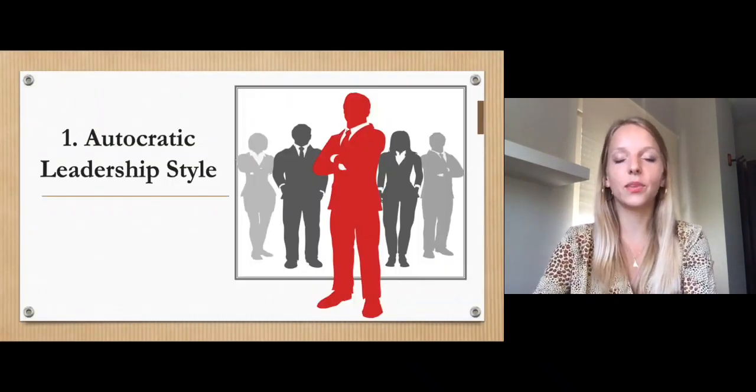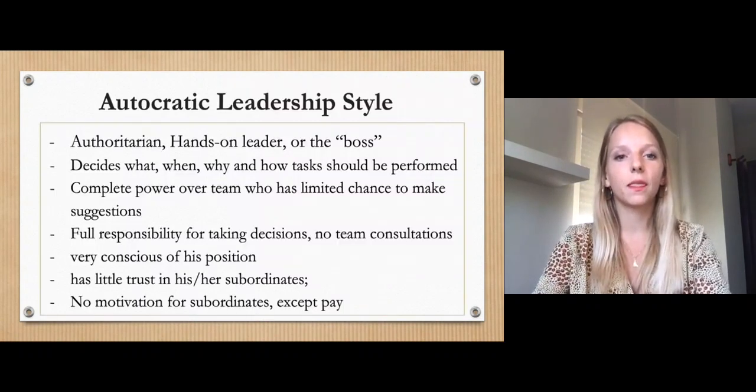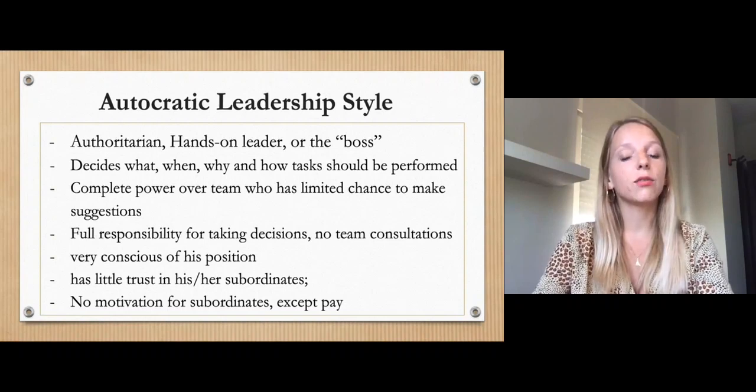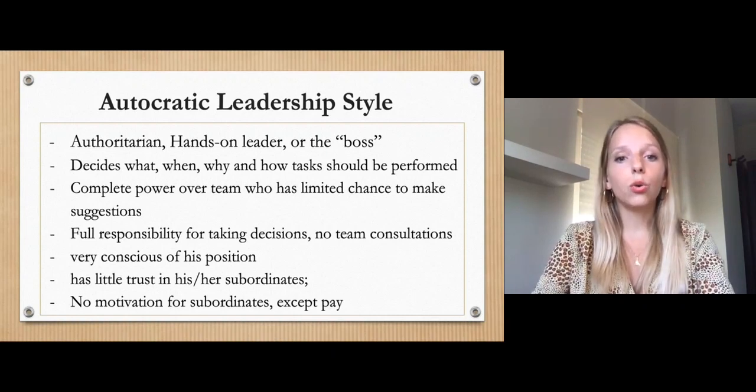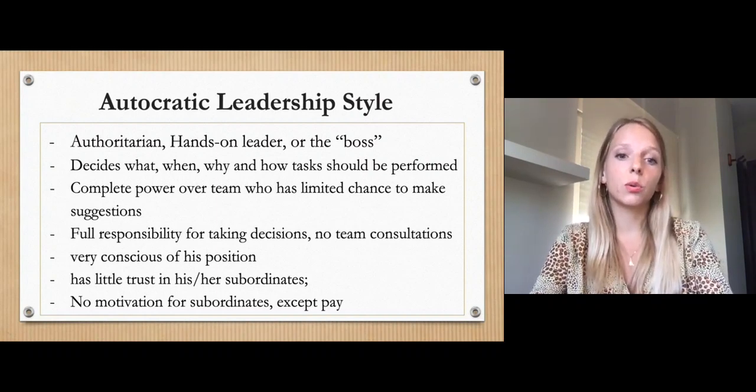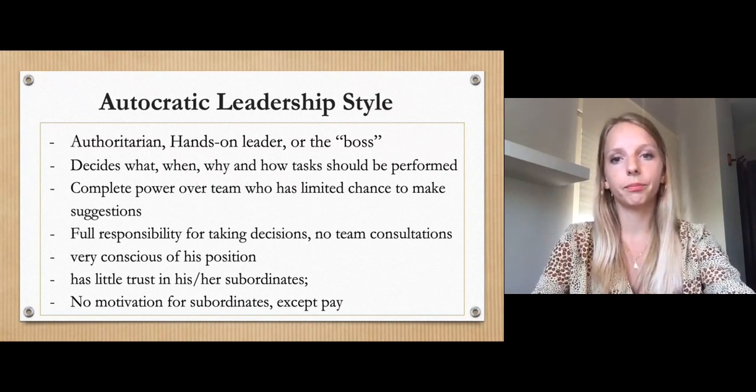Let's start with the first one, the autocratic leadership style, also called hands-on leader or the boss. In this leadership style, the leader decides what, when, why, and how tasks should be performed by subordinates. He or she gives orders that must be fulfilled. This kind of leader enjoys full responsibility for taking decisions without any team consultation, as the team members solely do what they are told. Autocratic leaders don't care about motivating their team members, as for them, they only think that what motivates people to work is payment, which is the reward they will get in exchange for their work.